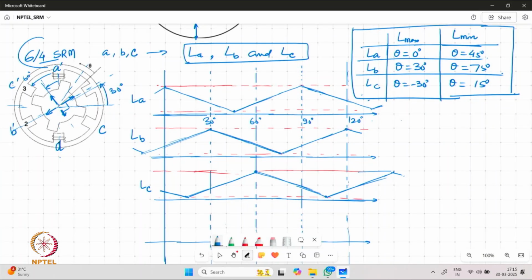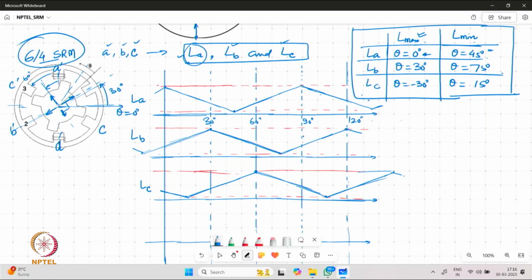So for the 6/4 SRM, basically phases ABC are identified in a similar manner, and what we are finding is that the inductances LA, LB and LC are going to have maximum and minimum values at different positions of the rotor. If we keep the rotor at say 0 degree position, along this horizontal axis, the coil AA dash is going to have maximum inductance. So LA is going to have maximum inductance in this position. However, once the rotor moves by 45 degree, the same coil will have minimum value.